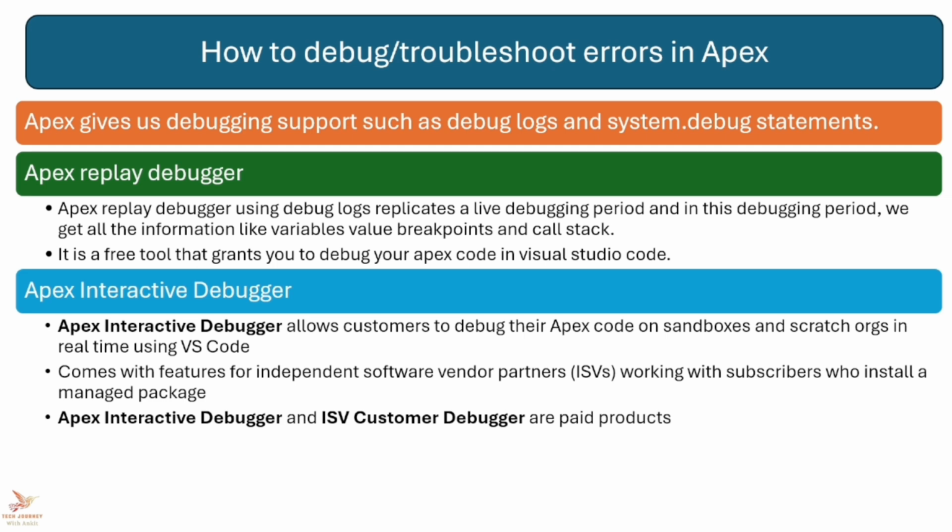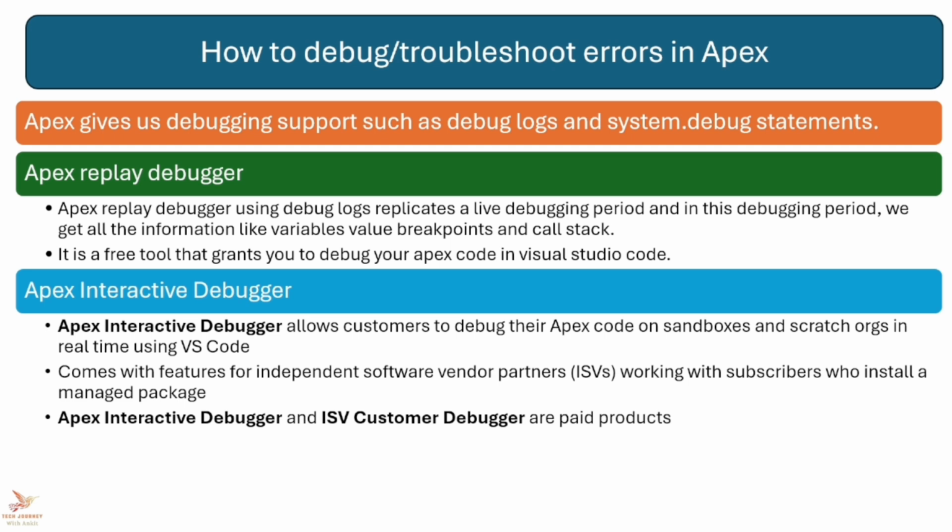And that is where another tool offered by Salesforce, the Apex Replay Debugger, will be very helpful. What this tool does is use the debug logs to replicate a live debugging period. Using this tool, we can have control of our code by replaying the debug logs so that we can debug the Apex code line by line. Moreover, we can hover over the variables and check their values as well. With the help of this tool, we can add multiple breakpoints and checkpoints in our code as well. The good part here is this tool is absolutely free. You do not have to pay a single penny to use this tool.